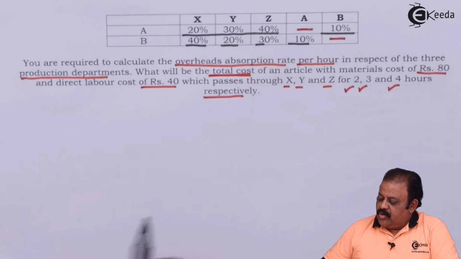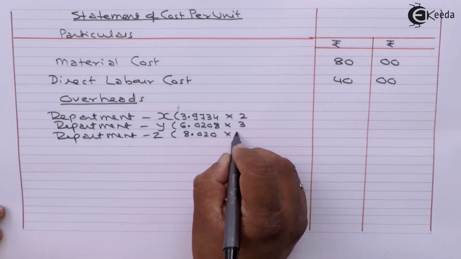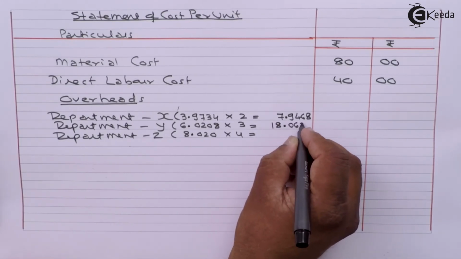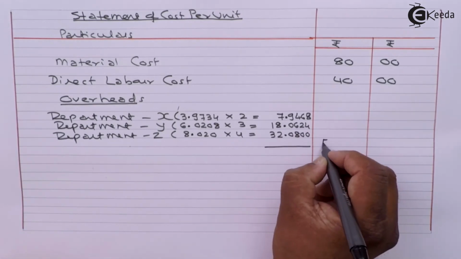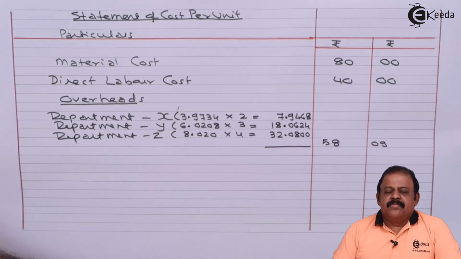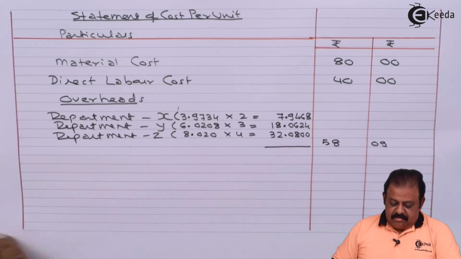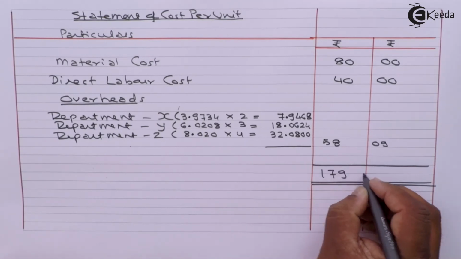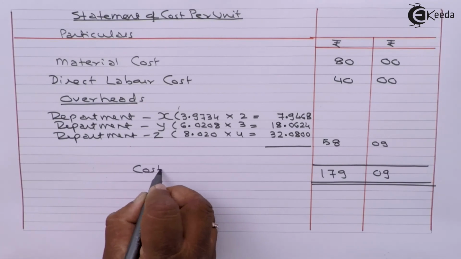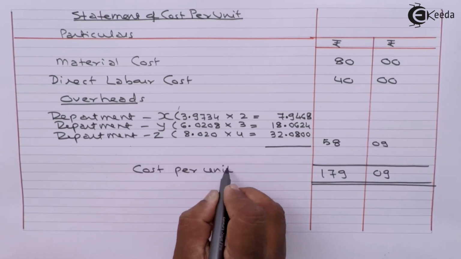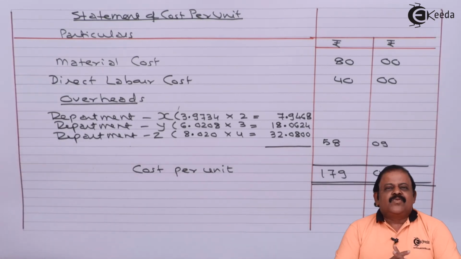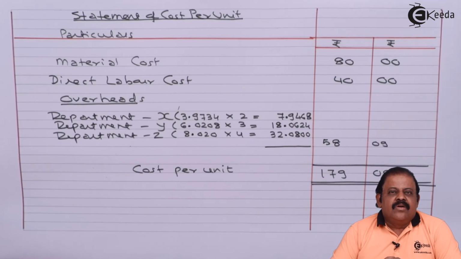Per hour rate is given. We are required to multiply it by 2, 3 and 4. So it is approximately 58 rupees 09. So we got cost per unit 179 rupees 09 paise. In this question, we have learned how to calculate cost per unit also, along with primary and secondary distribution and calculation of labor hour rates.